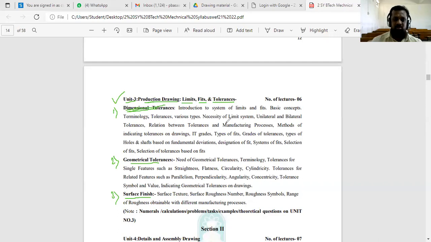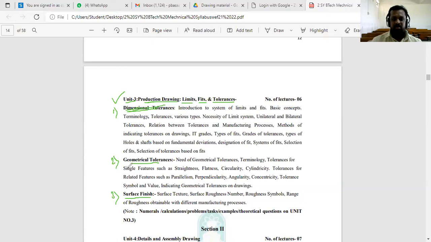What is meant by tolerances? What are the different types of tolerances? Then what is meant by a fit? What are the different types of fits? What is meant by the hole basis and shaft basis system? Then how to select the proper fits. That much information we get from this first section.